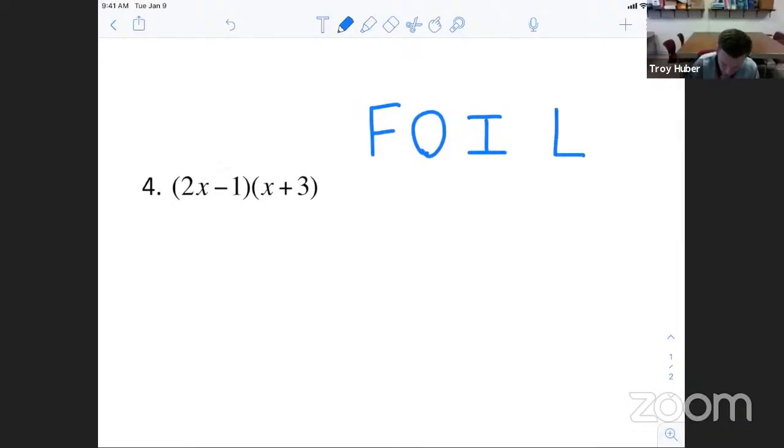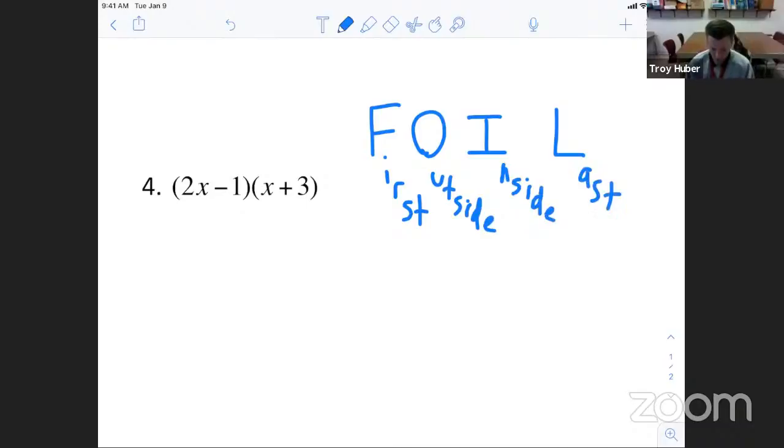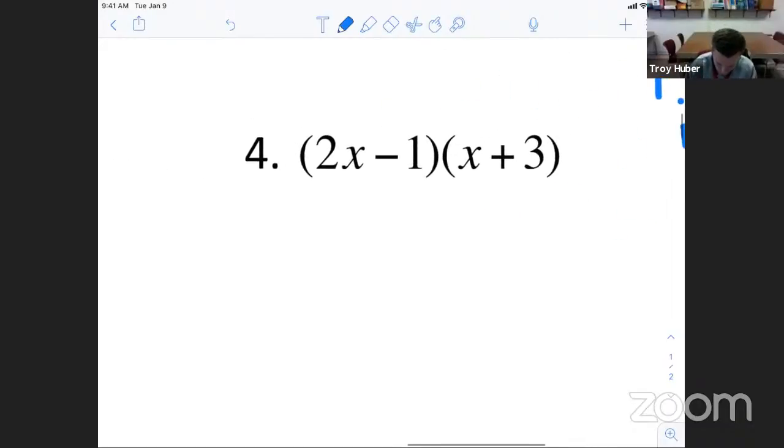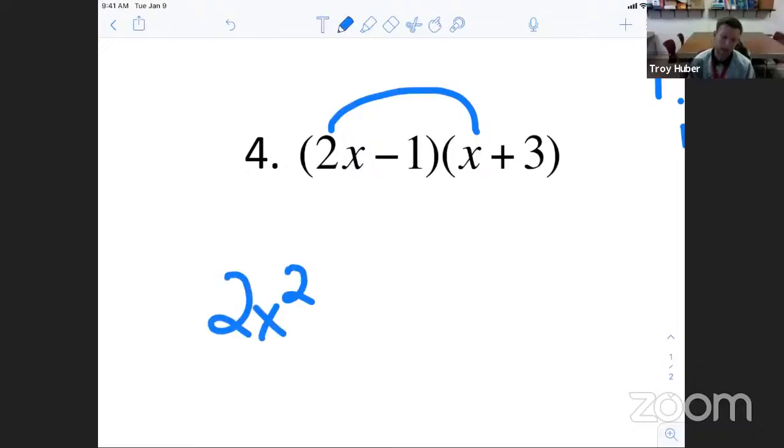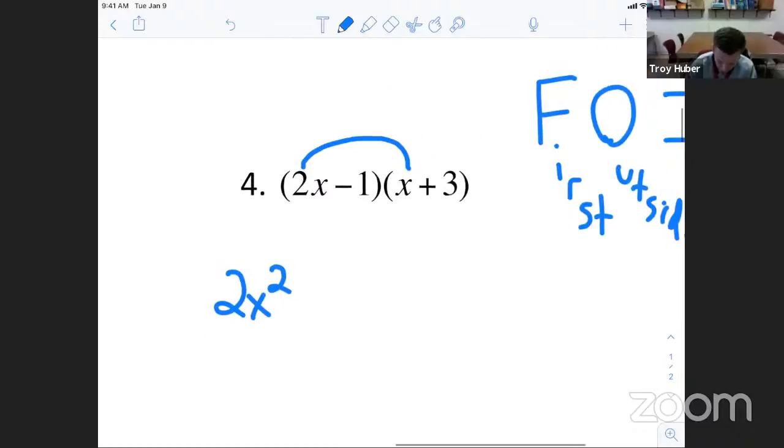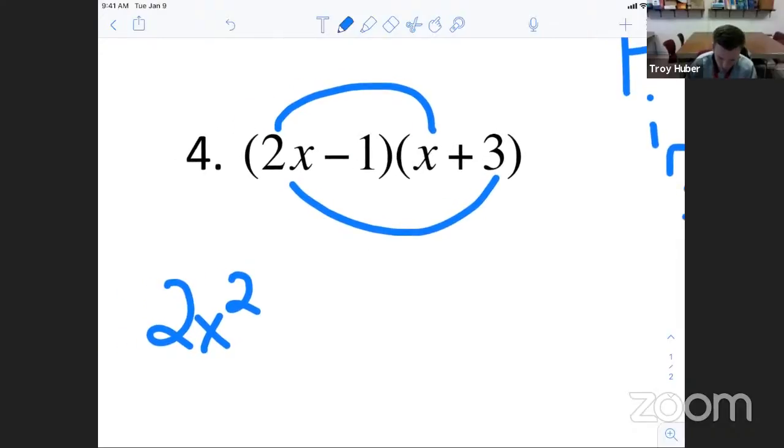FOIL. That stands for first, outside, inside, last. What that means is I'm going to multiply my first 2 terms. So 2x times x, and that will give me 2x squared, because x times x is x squared. First, then we want outside. So these outside 2: I have 2x times 3. Well, 2 times 3 is 6x.